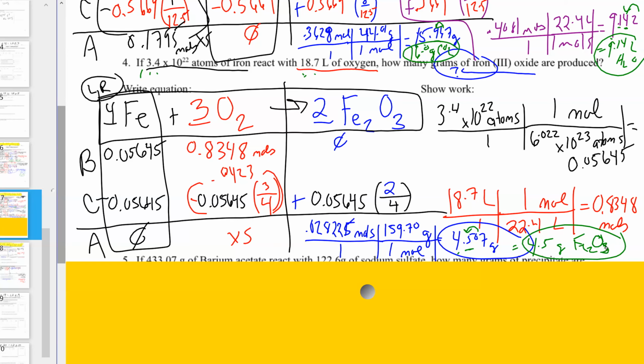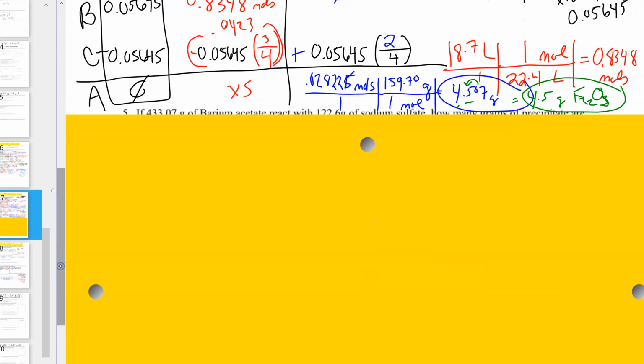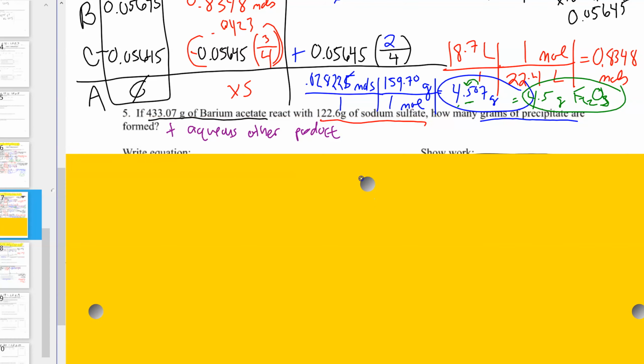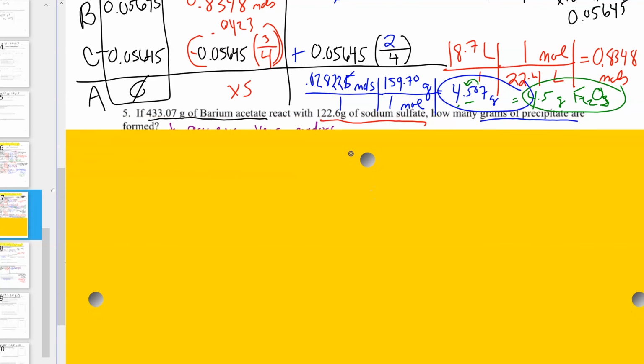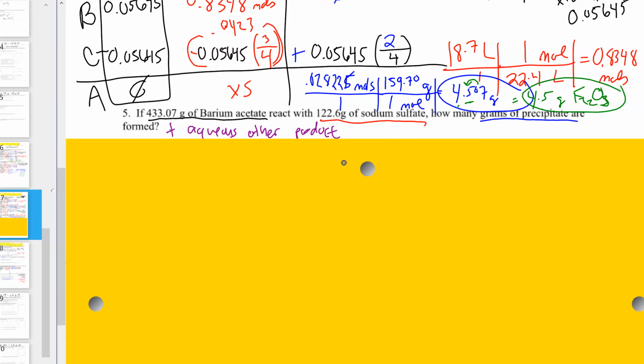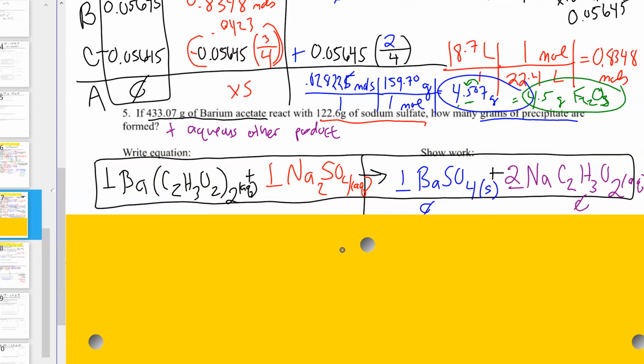Okay, one more problem on page 17. I'm proud of you guys for sticking with it and working through all these problems. Let's say for number 5, if 433.07 grams of barium acetate reacts with 122.6 grams of sodium sulfate, how many grams of precipitate are formed?